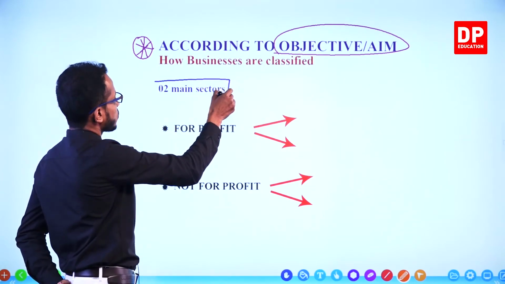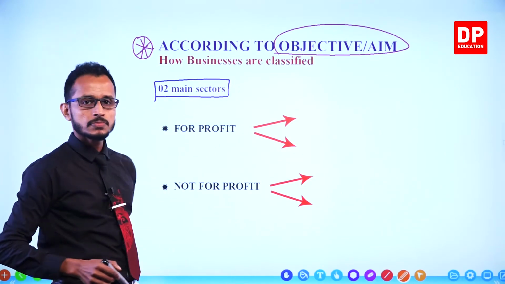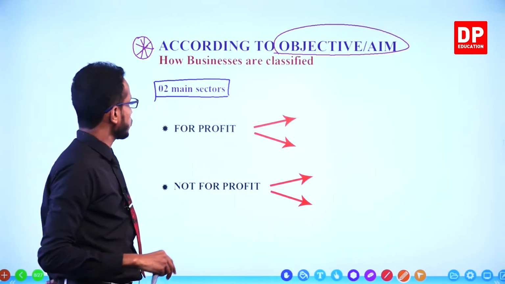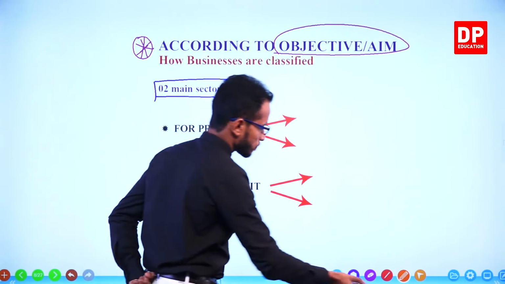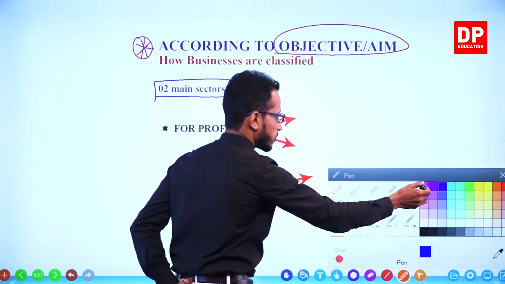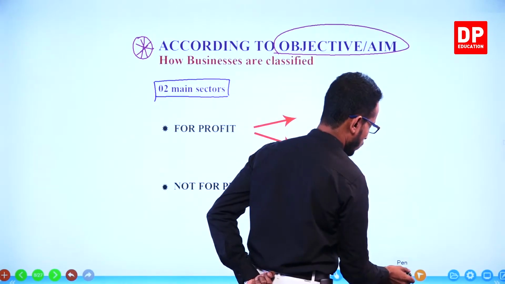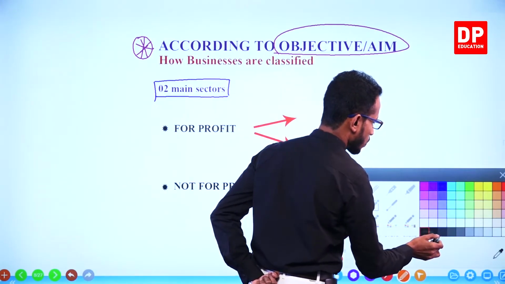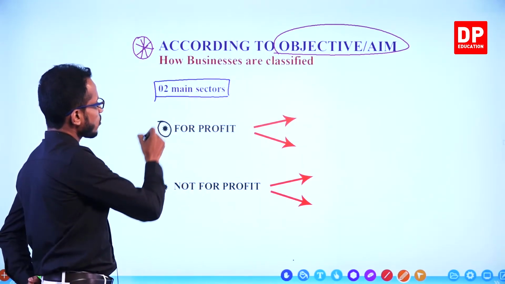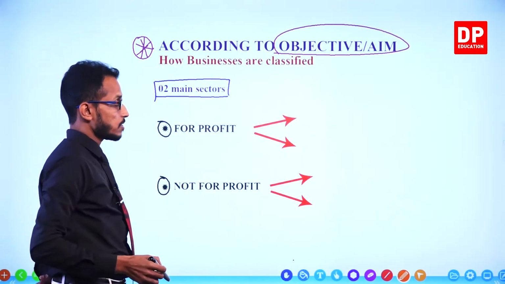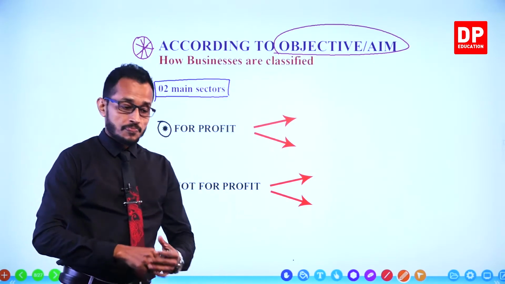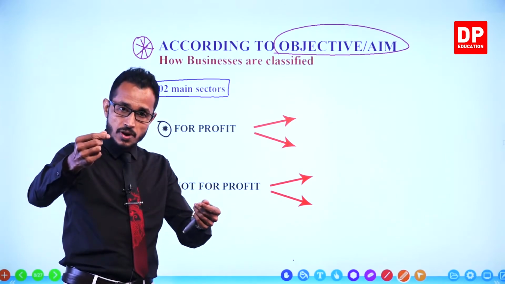I'll square it. Two main sectors, children. What are the two main sectors? Now we have something interesting here. For profit, not for profit. Businesses which are run for profit.